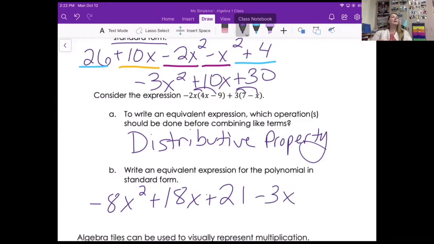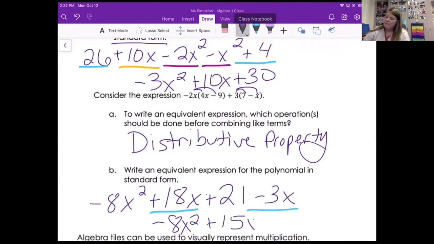And again, I want you to be comfortable writing in standard form. So here, the biggest exponent is 2. And there's only one thing that has an exponent of 2: negative 8x squared. There are 2 things that have one exponent. 18 minus 3 would be 15x. And then our constant is going to go at the end, which was 21.